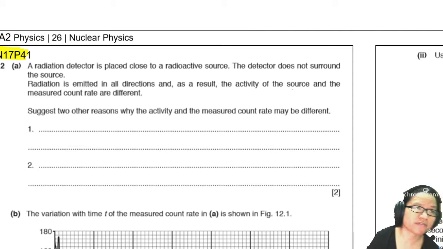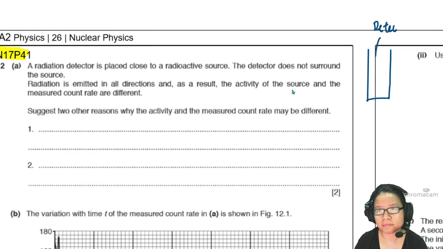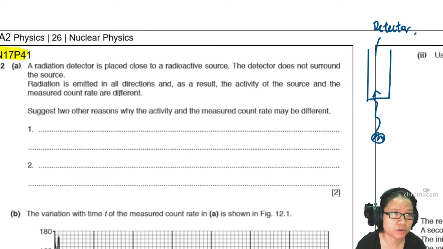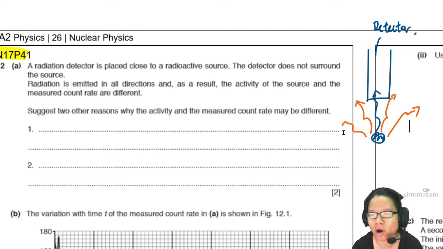So basically what we have is probably something along the line of having a detector like this. This is the detector and the source is here. There will be some ionizing radiation that will cause that spark inside the detector, but it doesn't surround the source. Radiation is emitted in all directions. If I draw out the radioactive particles that come out, they come out in all directions, so the detector is not able to pick up everything that comes out. Ideally, the detector should be wrapped around the sample.